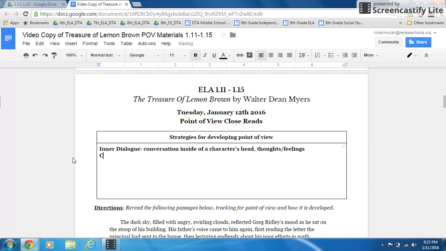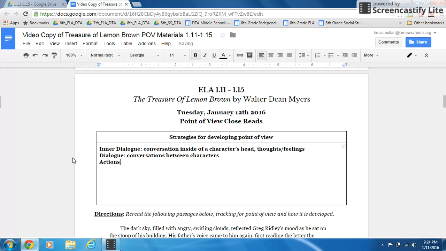Another big one is dialogue, which are obviously conversations between characters. And the reason why this is so important is because the way that characters talk and what they say is really important in understanding who a character is. Imagine if somebody was trying to get to know you. One of the biggest things that they would do is have a conversation with you, which is why dialogue is such an important part of building a point of view.